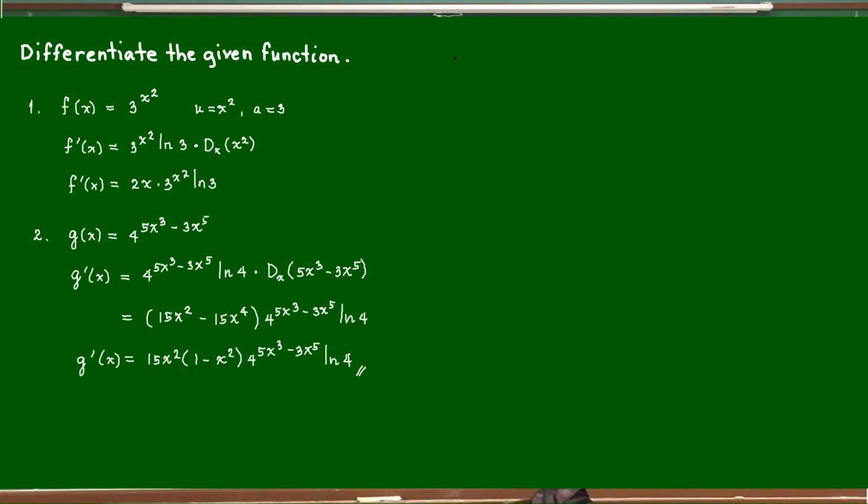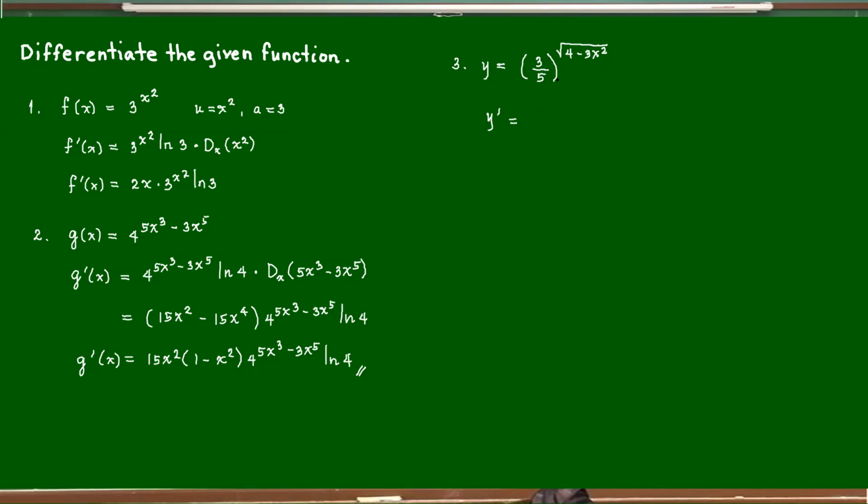What about number 3? y is equal to 3/5 raised to the square root of 4 minus 3x squared. Our base here is what? 3/5. Exponent: square root of 4 minus 3x squared.